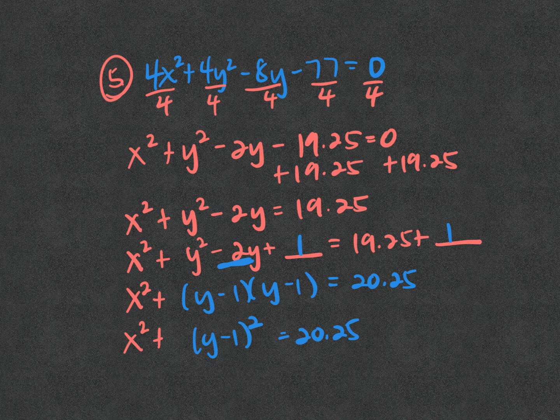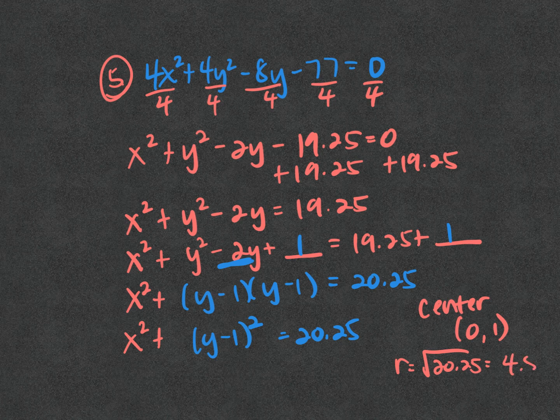So now the real thing is the center and the radius. Our center, think about what the center is. The center is 0, positive 1. It's positive 1 because we changed the sign with the y. It's 0 because there's nothing happening with that x squared. It is just x squared. The radius is the square root of 20.25, which is 4.5.